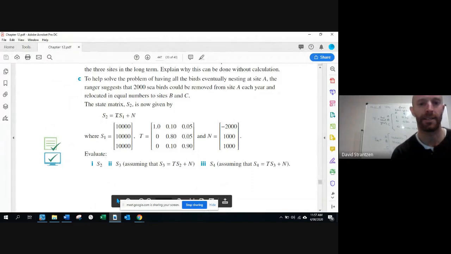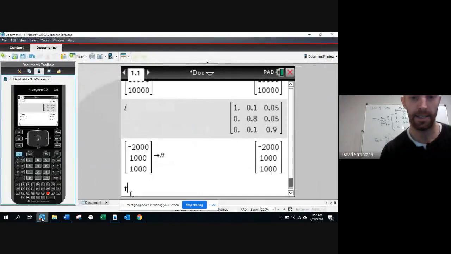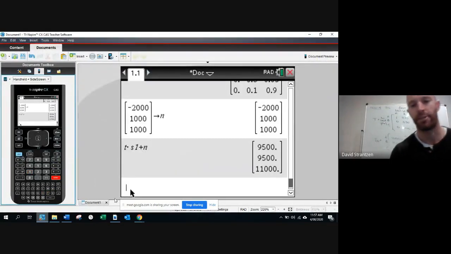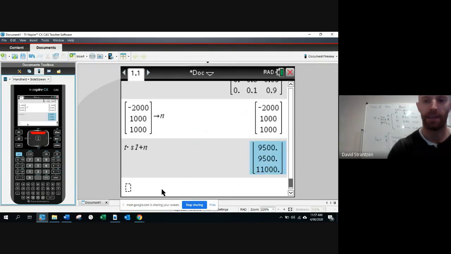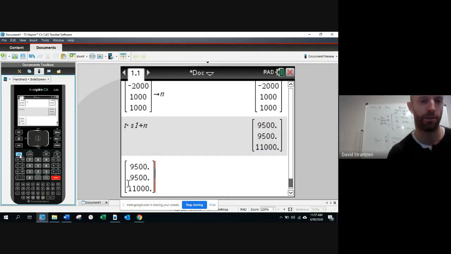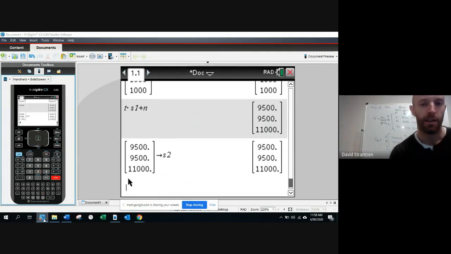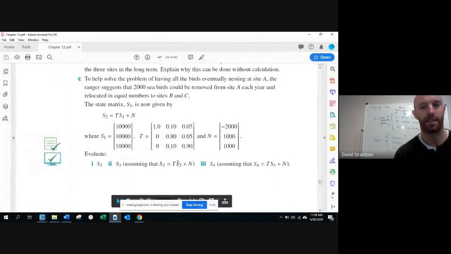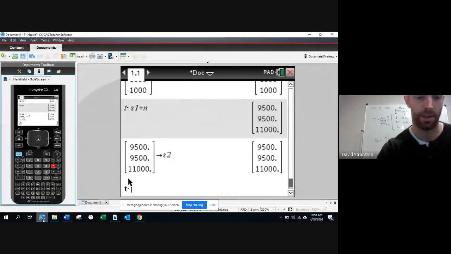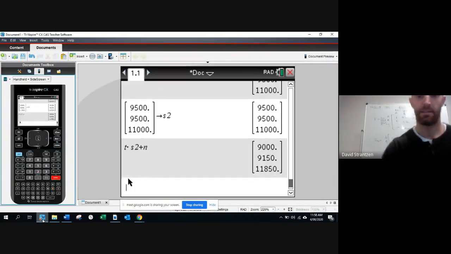Okay. So S2 is going to be T times S1 plus N. That's my matrix S2. Okay, so now we've got 9,500 birds at each of the first two sites and 11,000 at site C. If I store that as matrix S2, I want to reuse that number again. To find S3, S3 is going to be T times S2 plus N. Okay, so T times S2 plus matrix N.